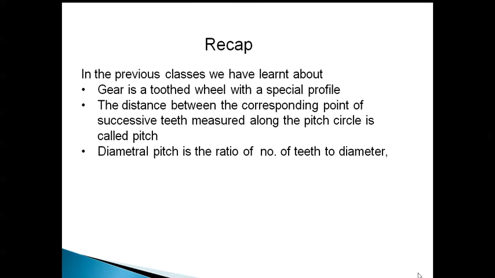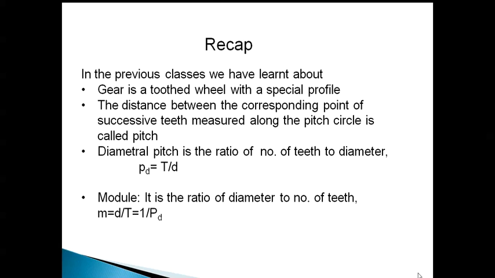And the diametral pitch is the ratio of number of teeth to diameter. So that is PD equal to T by D. The module is the ratio of diameter to the number of teeth. So for correct mesh of two gears, we need to have the same circular pitch and module. So module and circular pitch for both the gears must be the same for correct mesh.